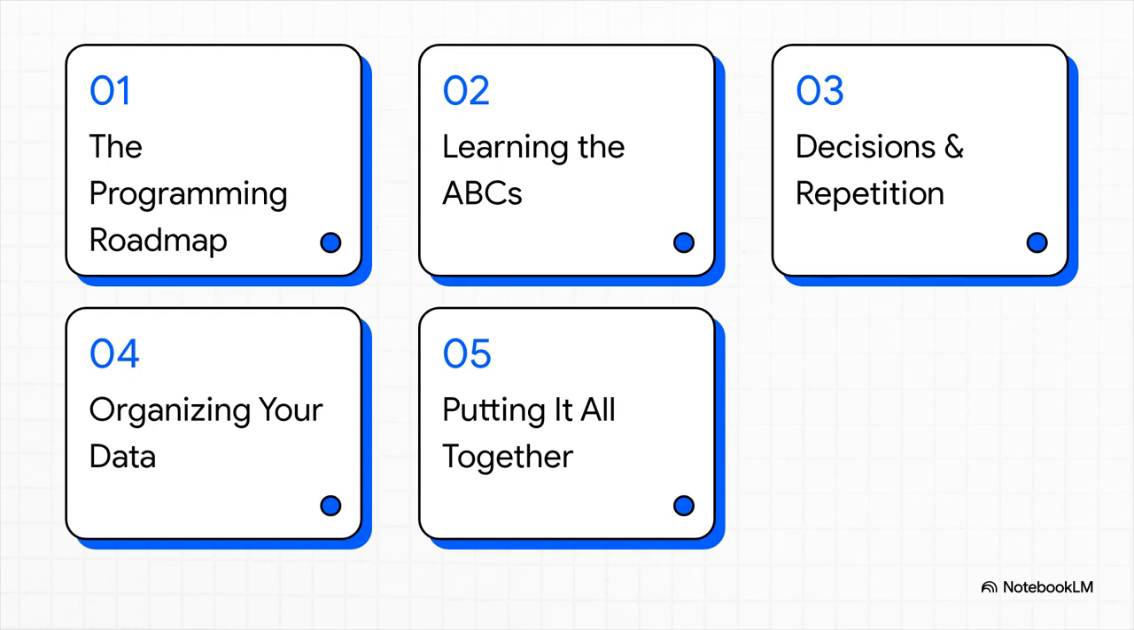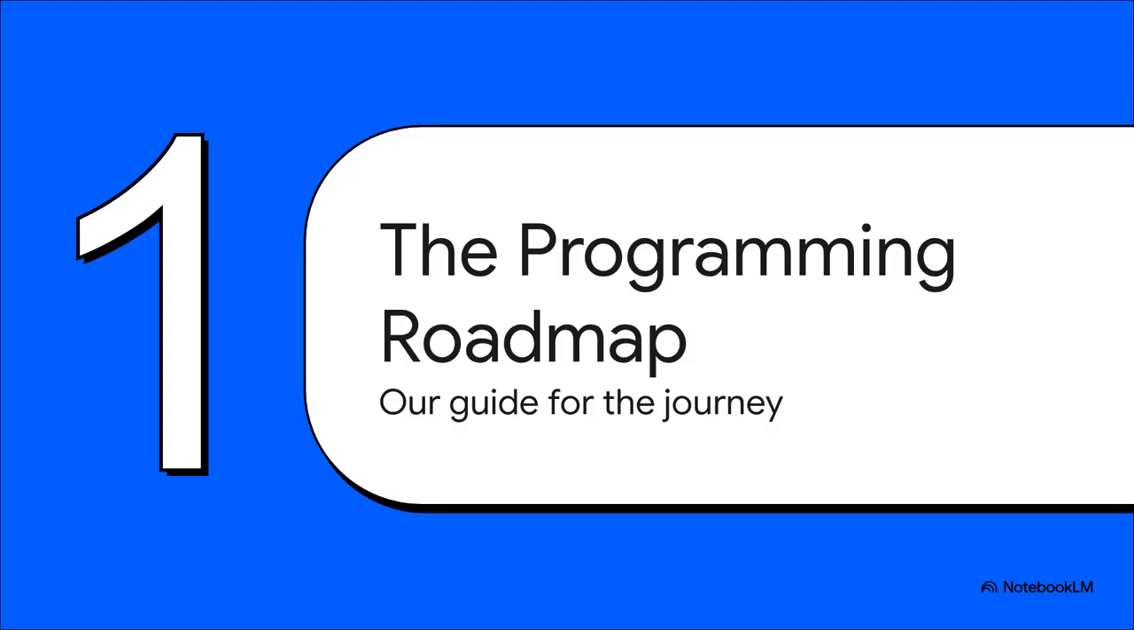We'll start with the big picture, the roadmap. Then we'll get into the ABCs, the real nuts and bolts. After that, we'll teach our code how to think and repeat tasks. Then we'll figure out how to organize our data, and finally, we'll put it all together. Okay, let's start with the big picture, the programming roadmap.